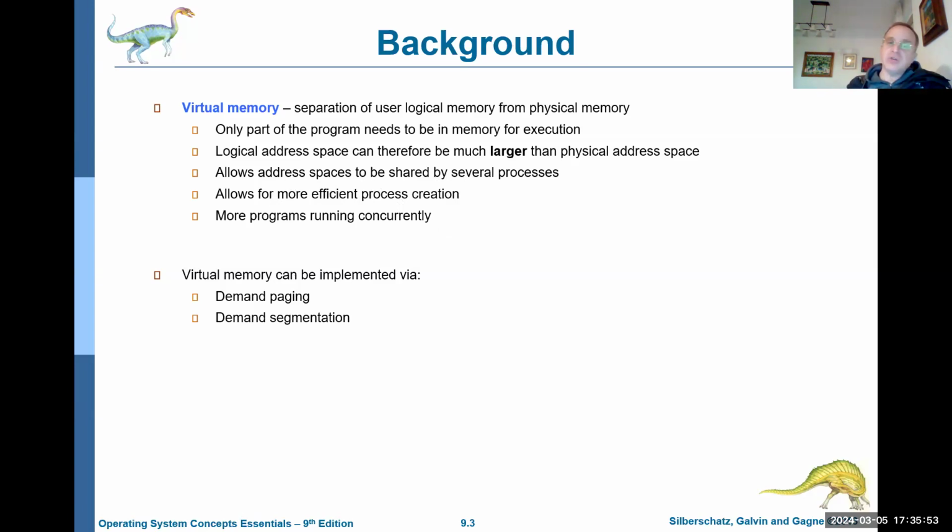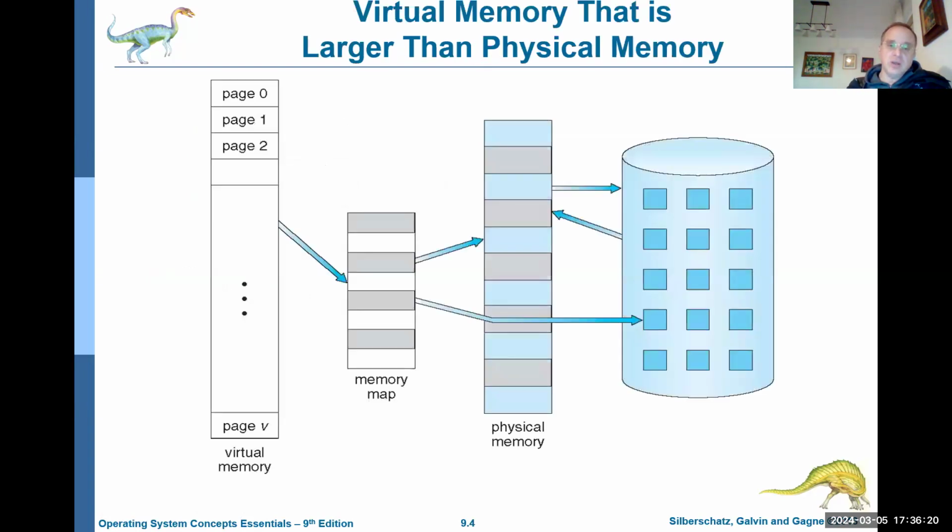It allows for more efficient process creation. We'll see about that. In other words, when I start a process, I don't necessarily have to give it all of its needs right away. I can have many programs running concurrently. The basic ways of doing virtual memory is by demand paging and demand segmentation. Up till now, we assumed that all the pages were in memory, but we could do it differently.